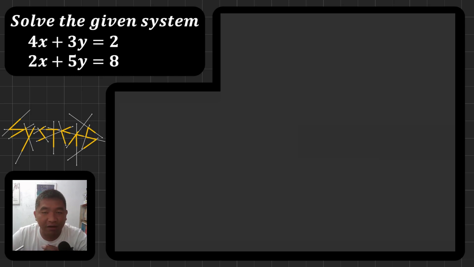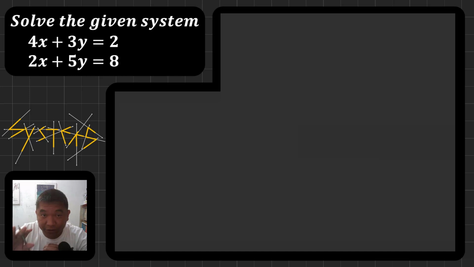The reason for that is very simple. If we look at the coefficients of x, the coefficients are multiples, one of which is a multiple of the other. We have 4x for the first equation and 2x for the second equation. So I could apply an easier process in eliminating x as a variable because 4 is a multiple of 2.